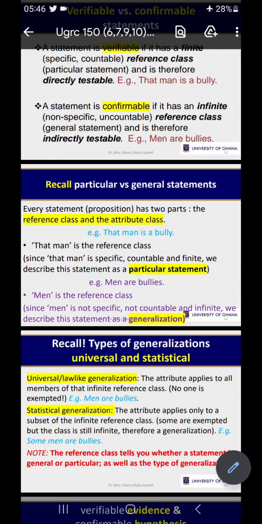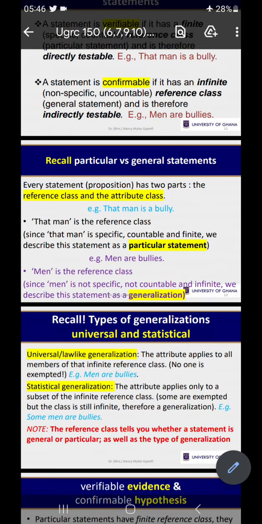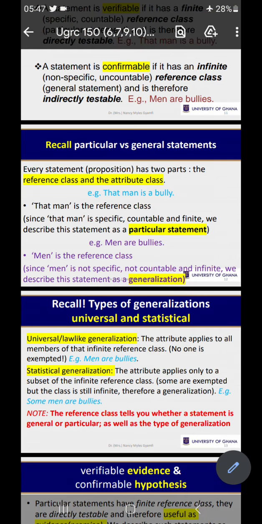So when you talk of a verifiable statement, since you know it is the same as a particular statement, what is it? They are called evidence. Please pay attention, they can ask you this in your exams. Verifiable statements are called what? Evidence, data, test results, observation reports, or research findings. So that is all about verifiable statement.